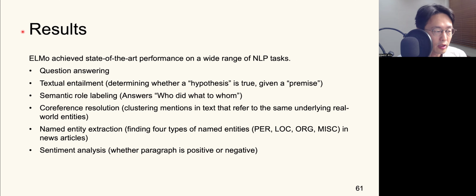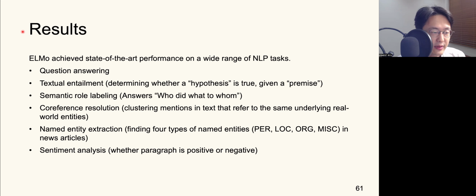So this worked remarkably well. ELMo achieved state-of-the-art performance on a wide range of NLP tasks, such as question answering, textual entailment, which is determining whether a hypothesis is true given a certain premise, semantic role labeling, which basically means answering who did what to whom, co-reference resolution, which involves clustering mentions in text that refer to the same underlying real-world entities, named entity extraction, which involves finding four types of named entities: person, location, organization, miscellaneous in news articles, and sentiment analysis.